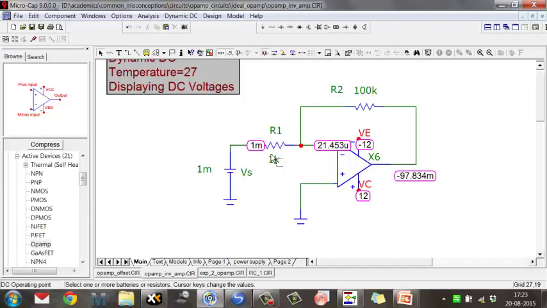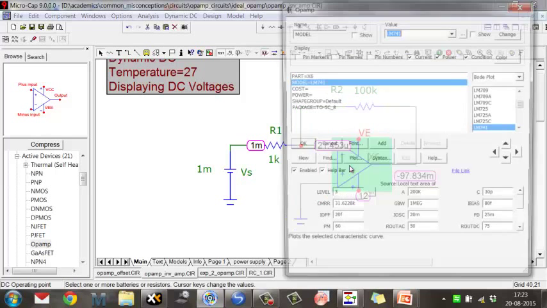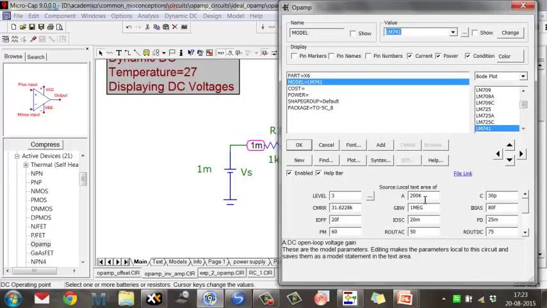Open loop gain? Going very high. And what else? Input resistance very high, output resistance very low. So let's go and see gain. He's saying, let me make it very high. Right now, can you see the gain?